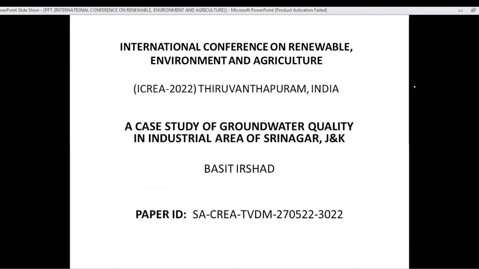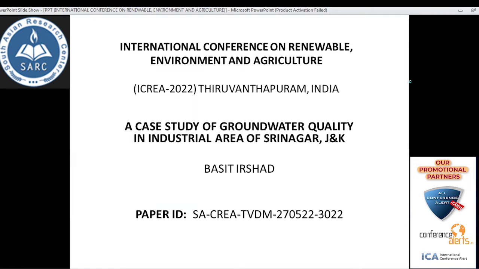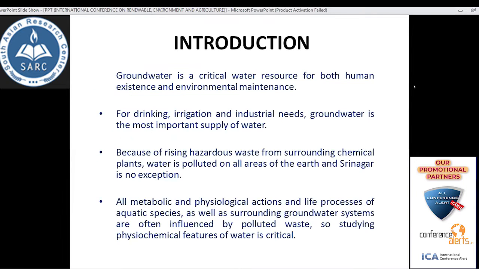This is a case study of groundwater quality in an industrial area of Srinagar. These are the contents of the topic, starting with the introduction. As we all know, groundwater is one of the primary sources of water for both rural and urban areas, and it's used for various purposes such as drinking, irrigation, industrial use, etc. But due to the rising hazardous waste from the surrounding chemical plants, groundwater is often affected. So studying the quality of groundwater for its suitability is very important.